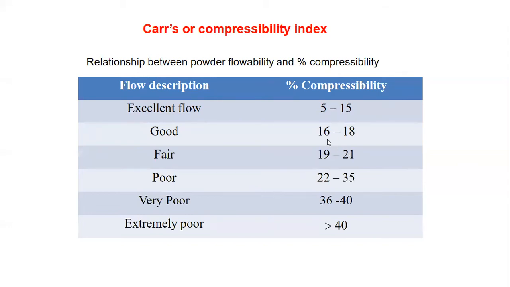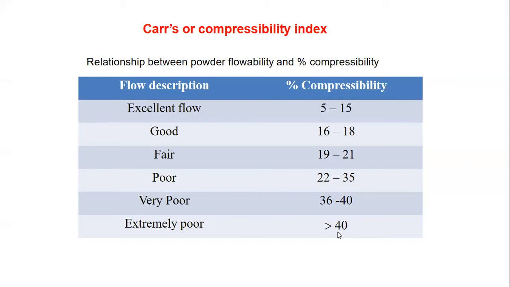When the compressibility index is 16 to 18, then we say good flow. If it is 19 to 21, then fair flow. 22 to 35, then poor flow. Very poor, that is 36 to 40. And if the percent compressibility index is greater than 40, then we can conclude the powder has extremely poor flow properties.